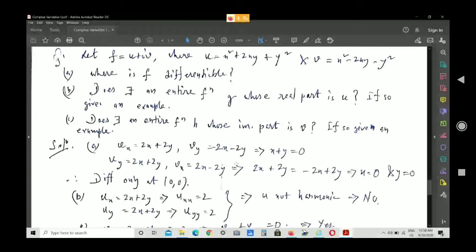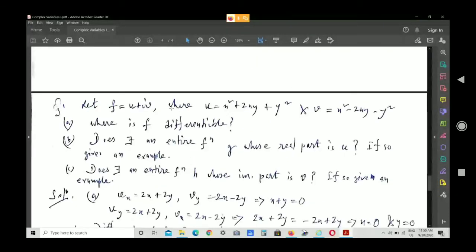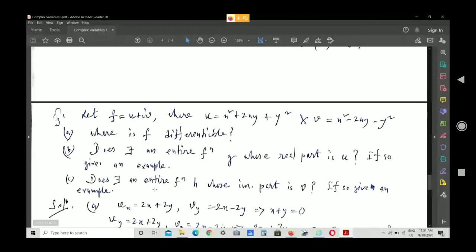Next, let us see another example. Let f equal to u plus iv, where u is the real part of the function and v is the imaginary part. The question is, where is f differentiable? And does there exist an entire function g whose real part is u? Does there exist an entire function h whose imaginary part is v?